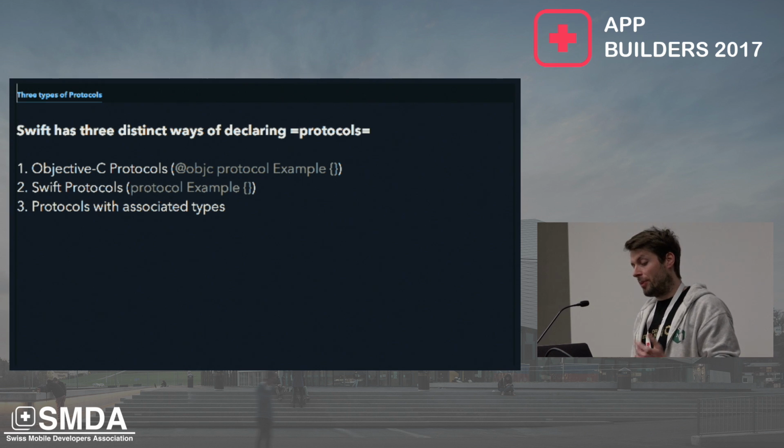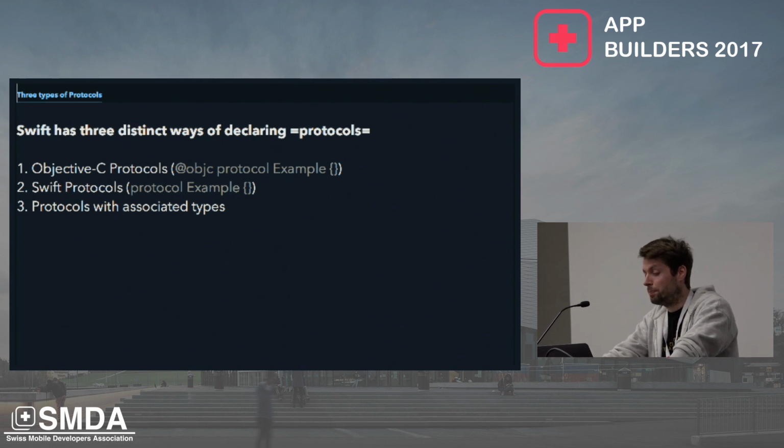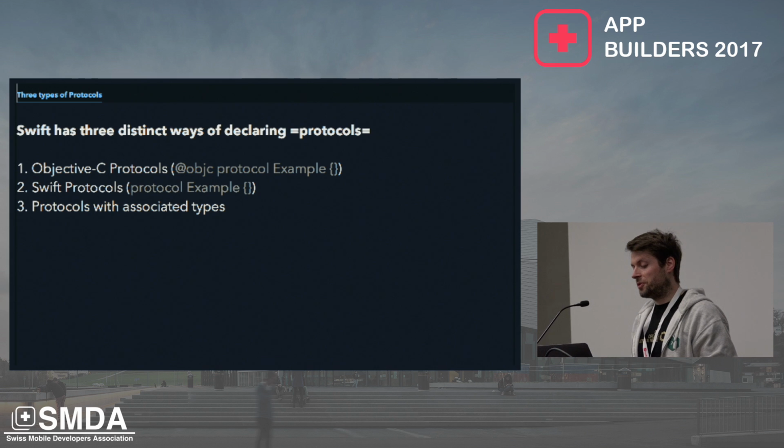let's first remember that Swift has three different kinds of protocols. You have Objective-C protocols, which are the ones you use when you want to interact with Objective-C. You have Swift protocols, which are the ones you use all the time when you have a Swift-only code base, or only within your Swift code. And then you have protocols with associated types, which you probably don't use that often.